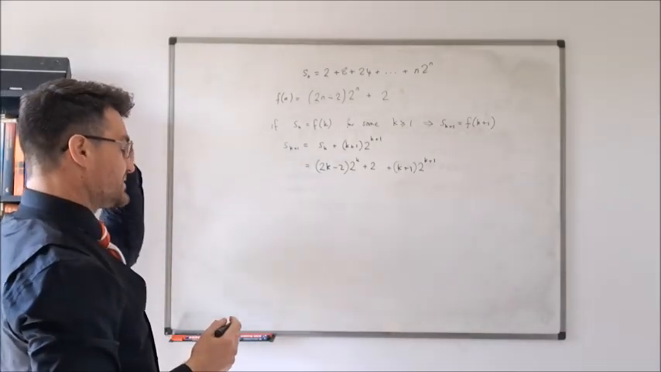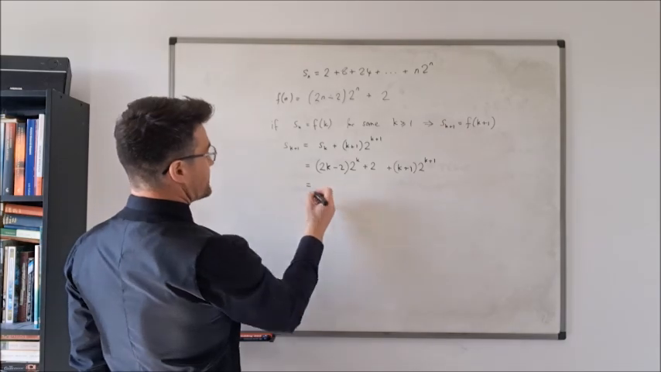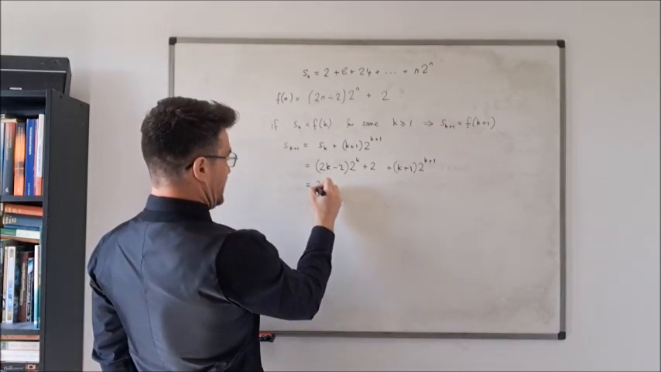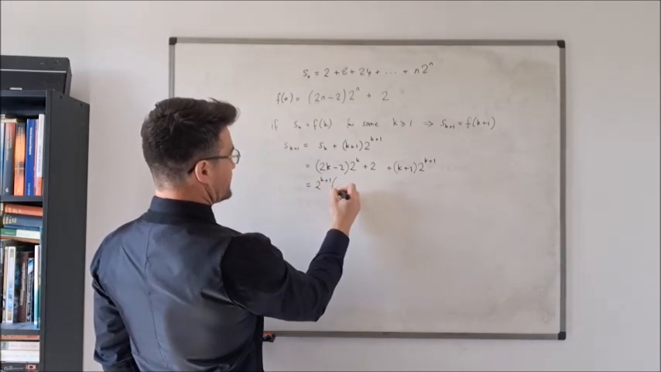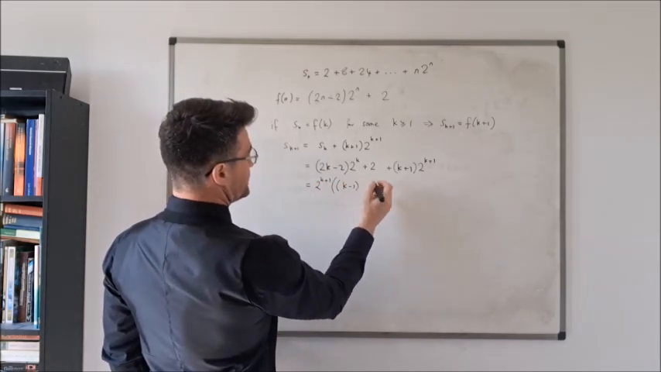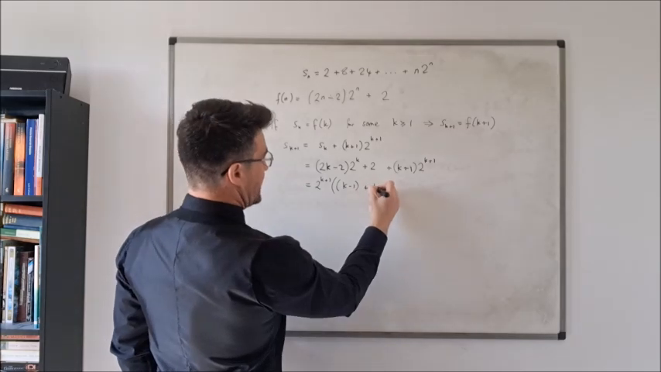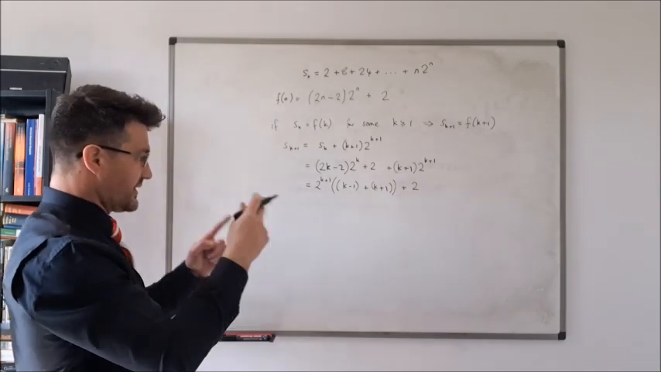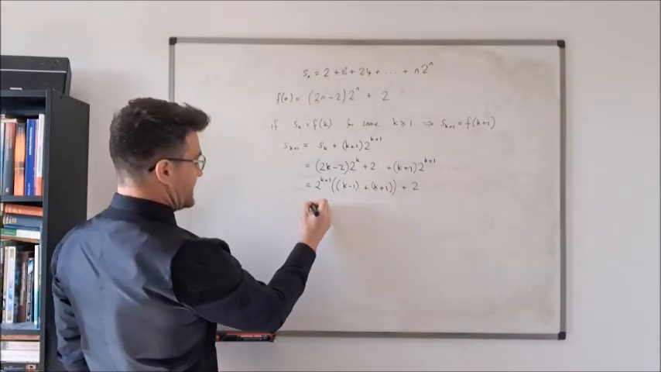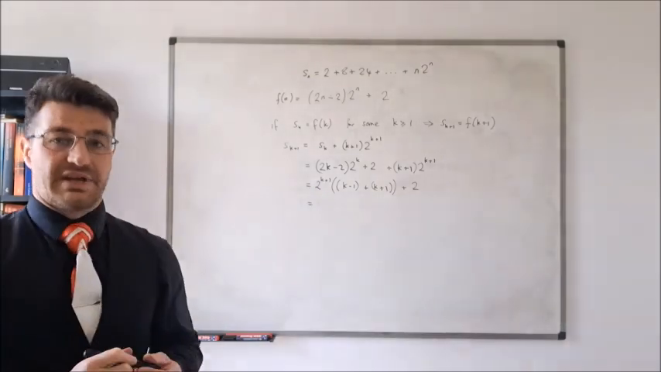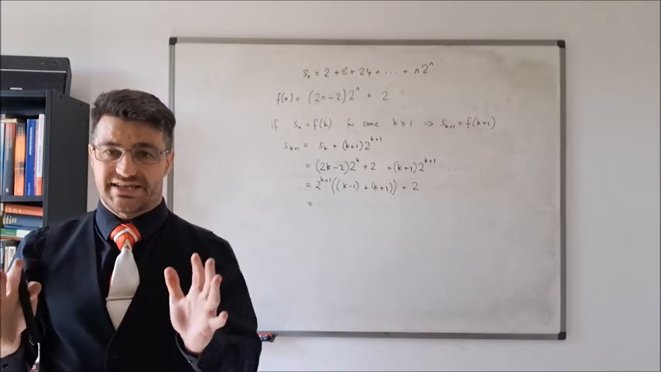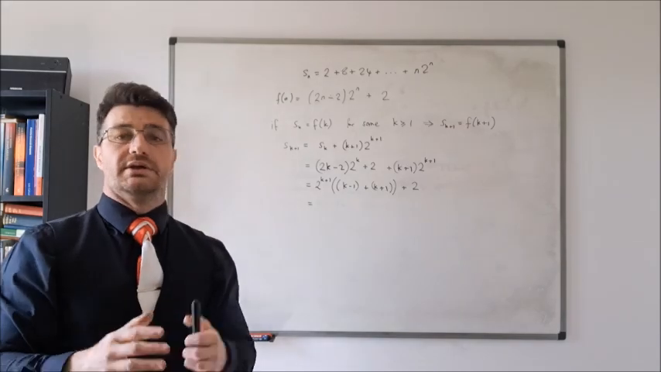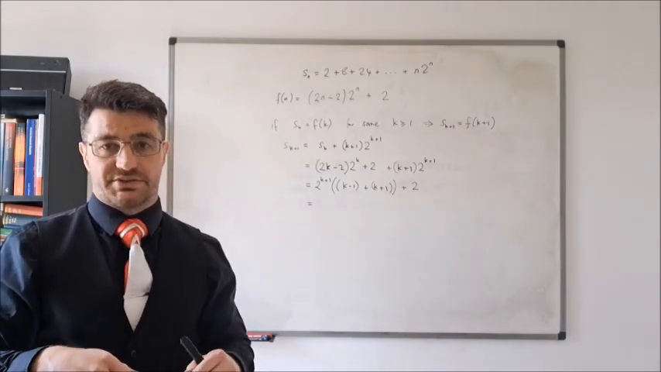Okay, and then it's just a bit of an algebra juggle. So I can take 2 out as a common factor here. And I get 2 to the power of k plus 1 times k minus 1 plus k plus 1. I'm not going to go through all of the details of every single step that I take, by the way. Some of the steps of the algebraic manipulation that I'm going to be taking, I'm going to take it for granted that you kind of understand. But again, if you do need some clarification, ask in the comments section, okay?